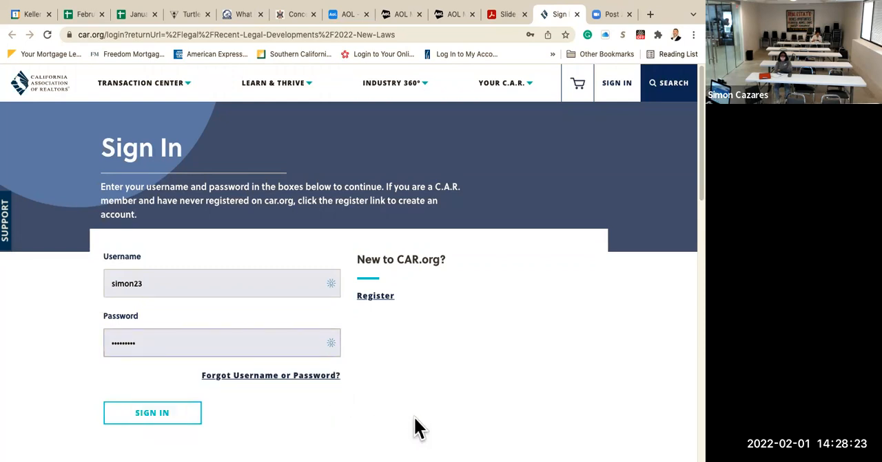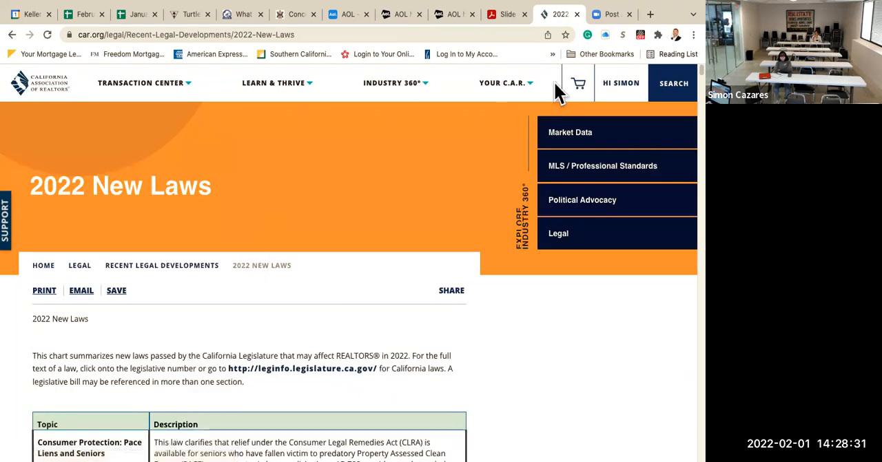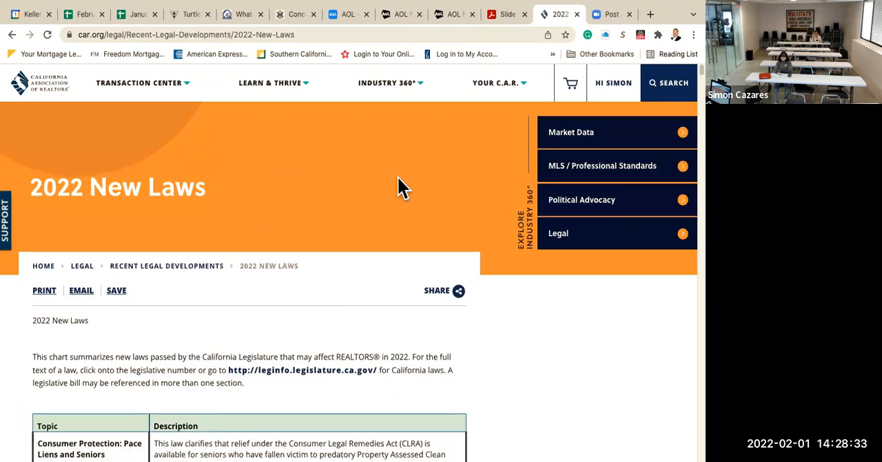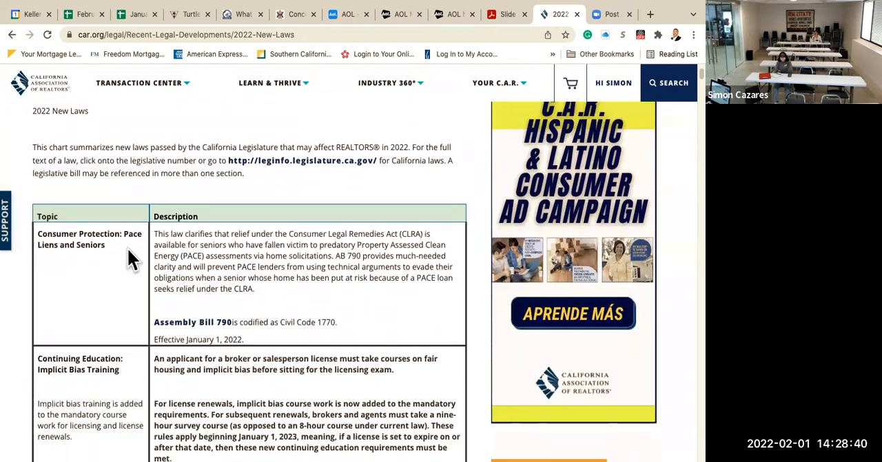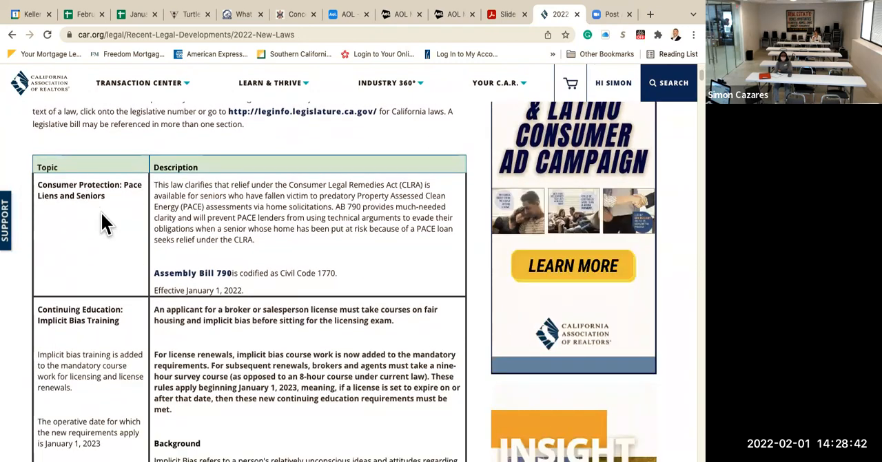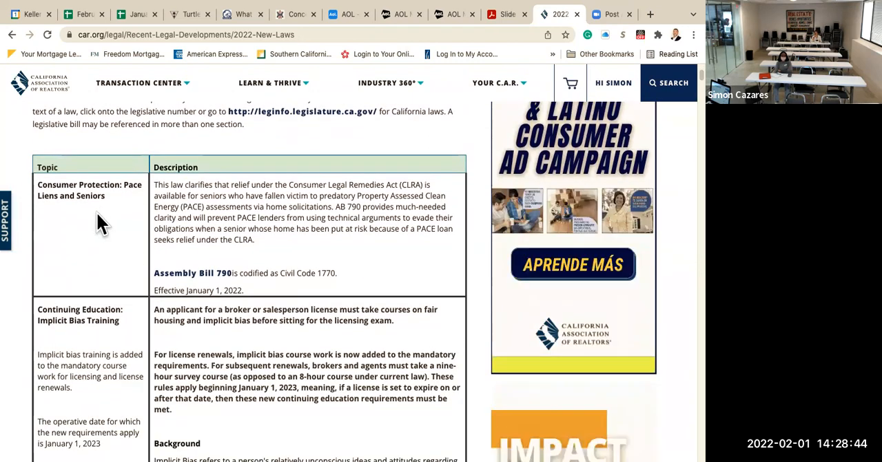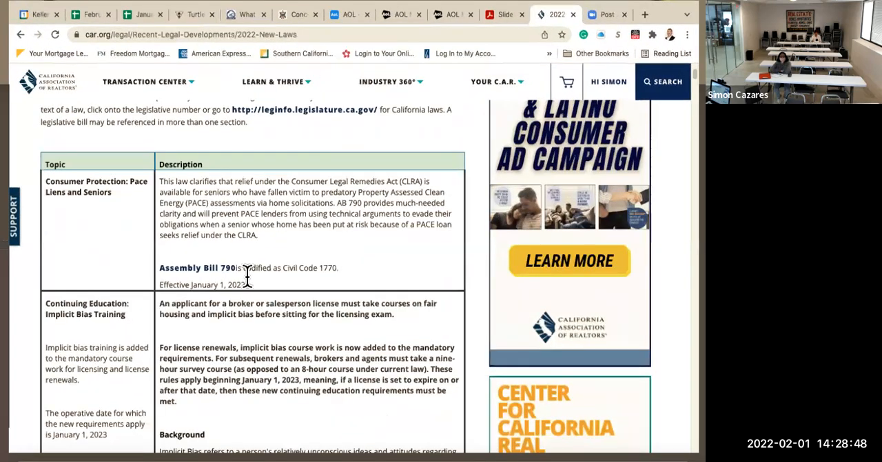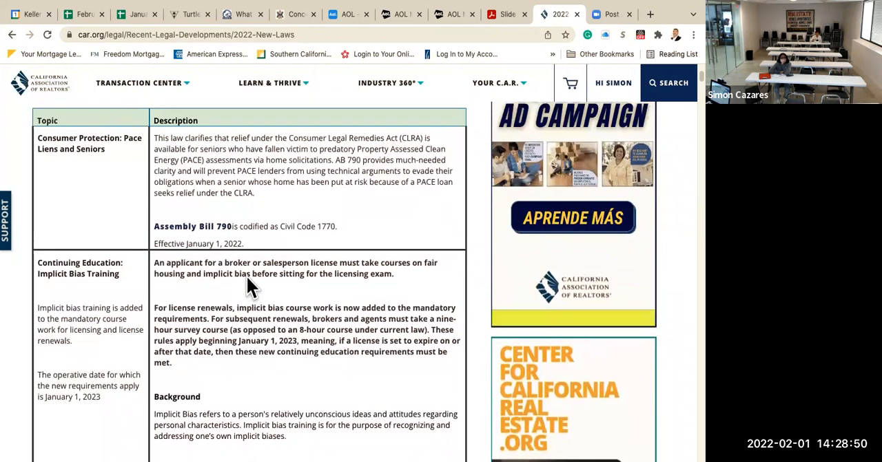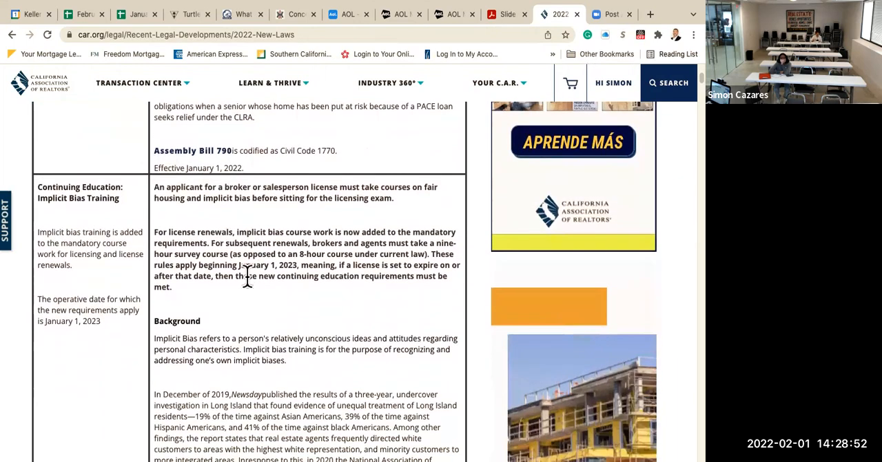But again, it's very important to understand that there are going to be some changes coming this year, and we want to make sure that we position ourselves and get the most updated information. Here's just an example from the California Association of Realtors, the 22 new laws in effect, which is the Consumer Protection PACE and liens and seniors. I'm not going to go too much into detail, but here are some of the topics and descriptions.